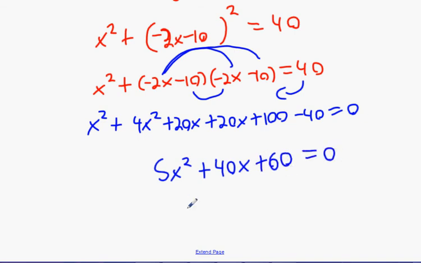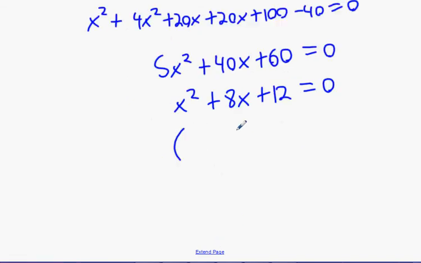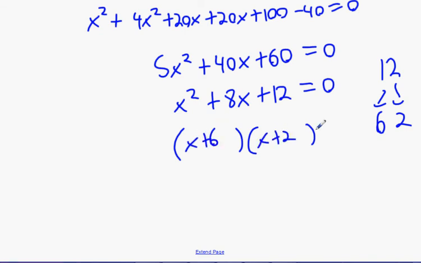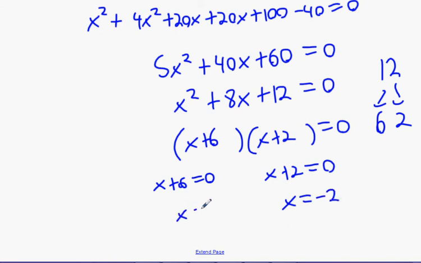Divide by what number? Divide by 5. What's the reference number? 12. And 12 breaks up into? I'll go for 2 and 6 because I want them to add to be 8. It's alright. 2 answers, guys. So what are the 2 answers? x equals minus 2 and x equals minus 6.